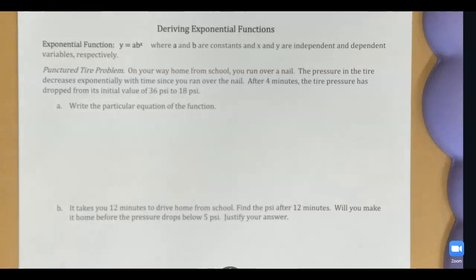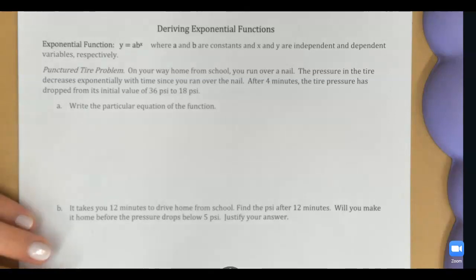So the first problem we're going to work is the punctured tire problem. On your way home from school, you run over a nail. The pressure in the tire decreases exponentially with time since you ran over the nail. After 4 minutes, the pressure has dropped from an initial value of 36 psi to 18 psi.